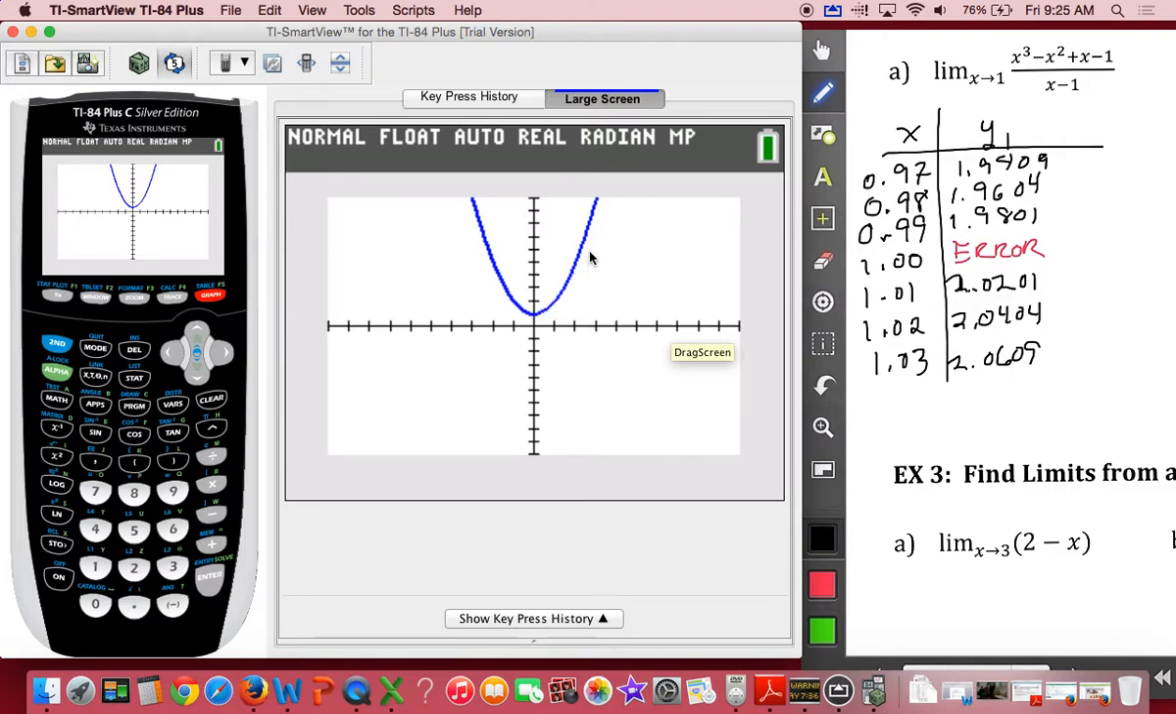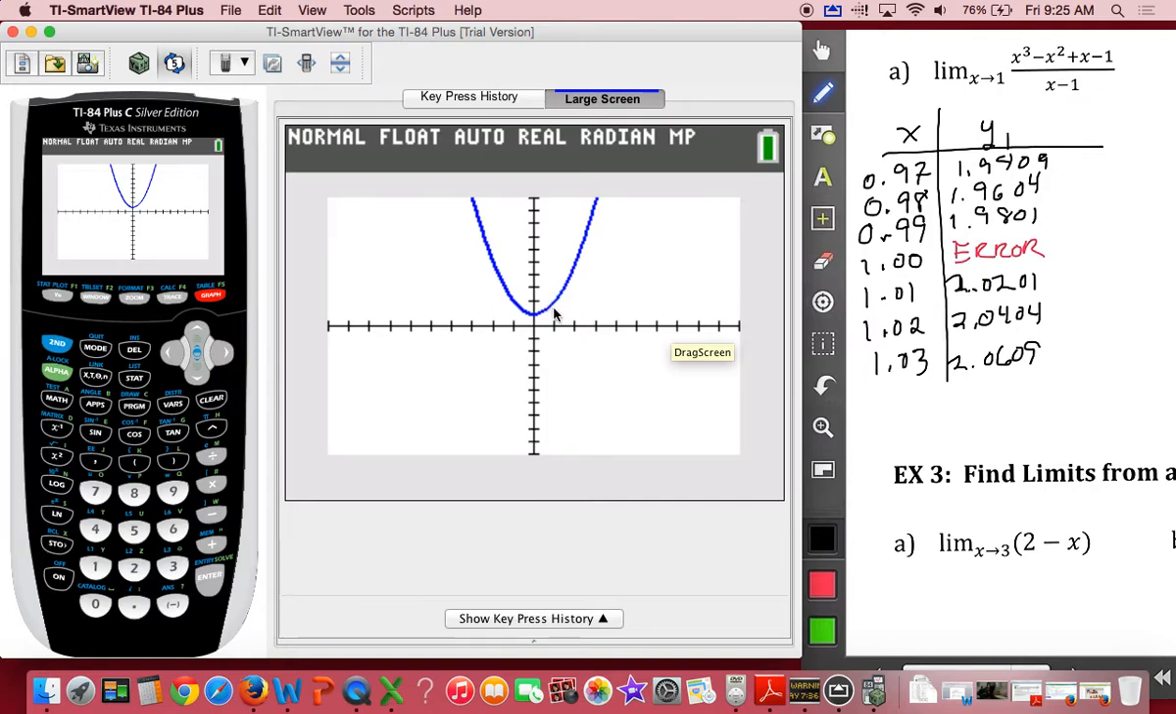2. So as I approach 1 from the right, I start on the graph up here and I get closer and closer to 1. My y value gets closer and closer to 2. As I approach 1 from the left, on the graph I get closer and closer down. Finally I swing back up until I hit a y value of 2.